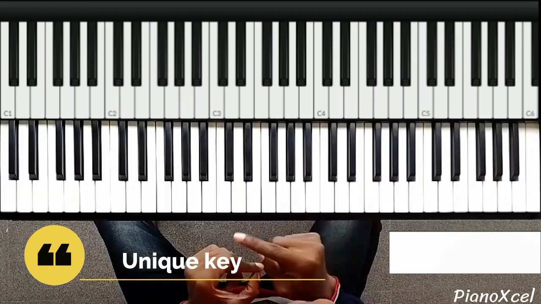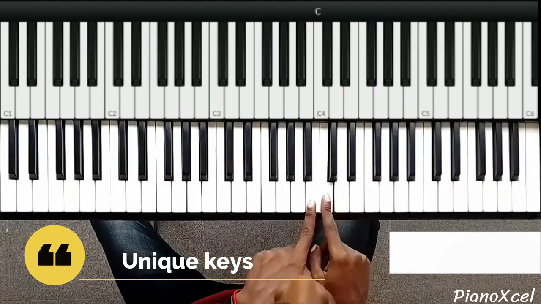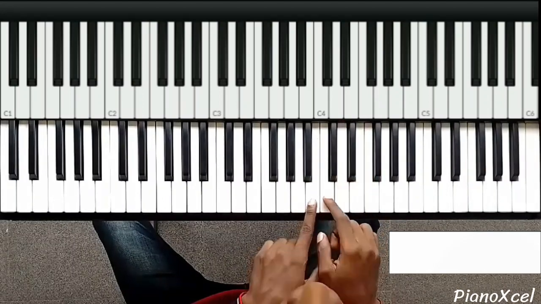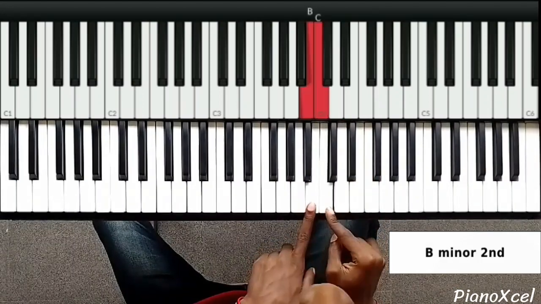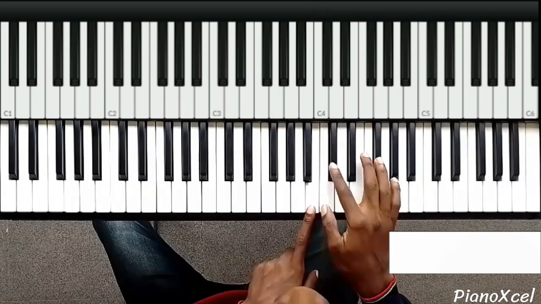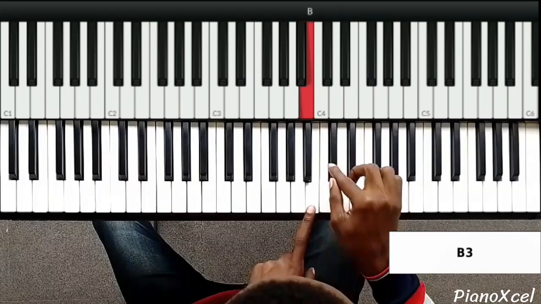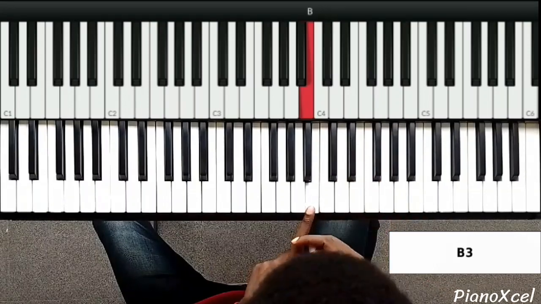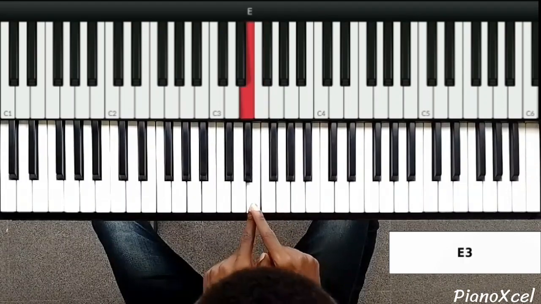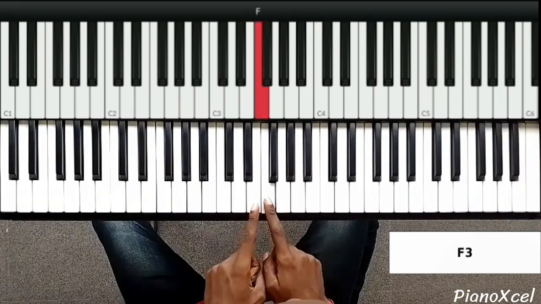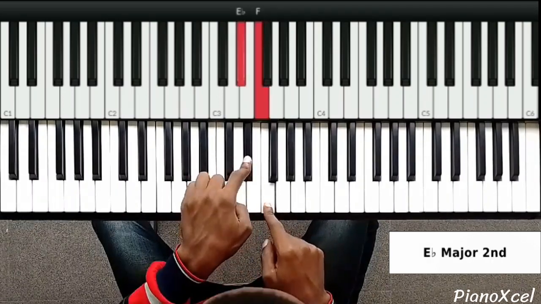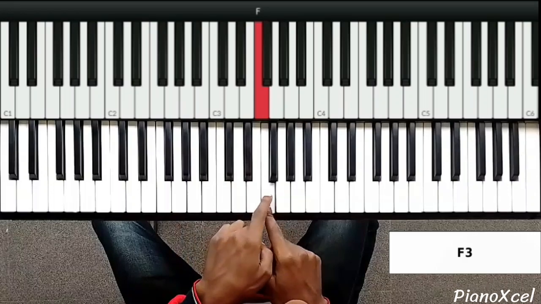Now, the distance from B to C, if you look at this, there is no black key in between them. This is a half step. This is a half step. This is a whole step. Half plus half is a whole step. Same thing here. The distance from here to here is a half step. The distance from here to here is a half step. So this is a whole step. From here to here is a whole step. From here to here is a whole step.